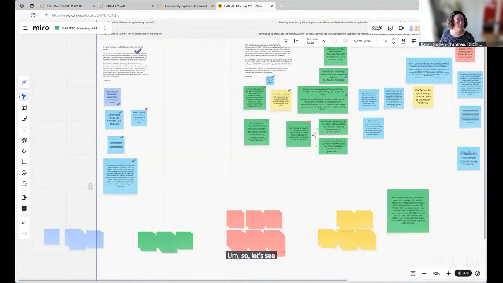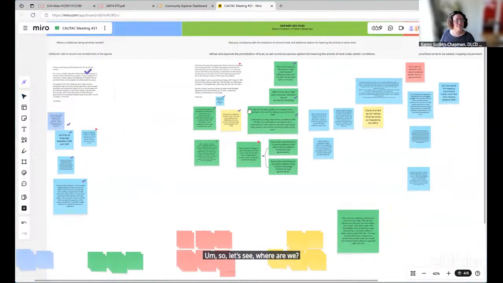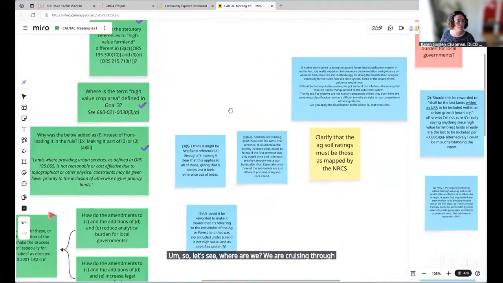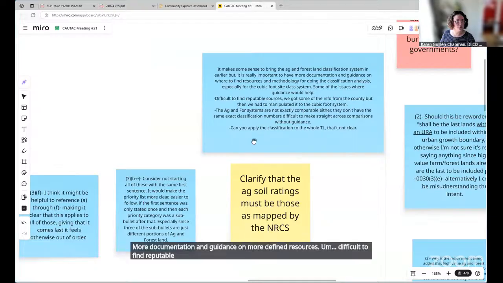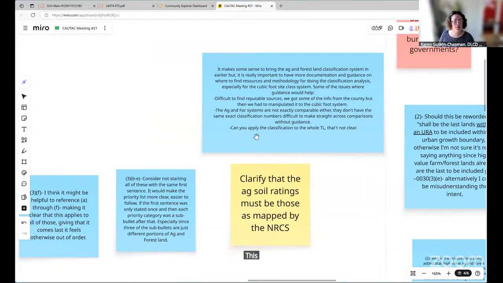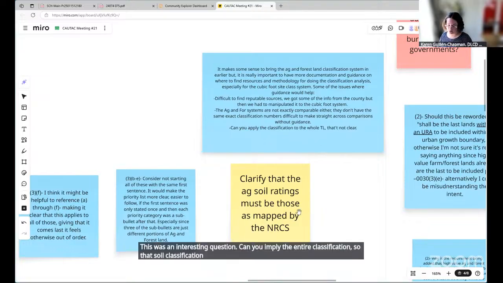So let's see, where are we? We are cruising through now. More documentation and guidance on where to find resources, difficult to find reputable sources. This is an interesting question. Can you apply the entire classification, so that soil classification system, to prioritize your lower capability land to your very highly productive land? Do you apply that to the entire tax lot? That's not clear to me either.